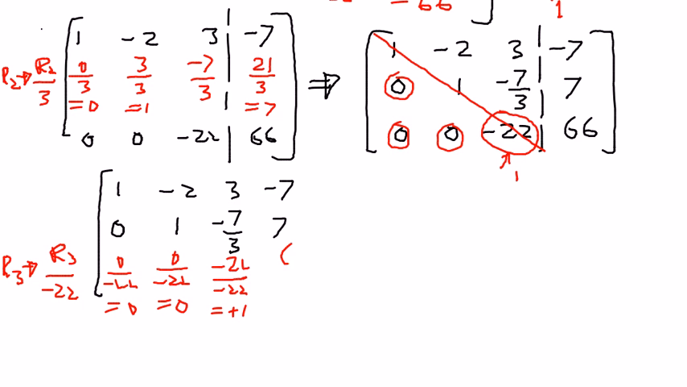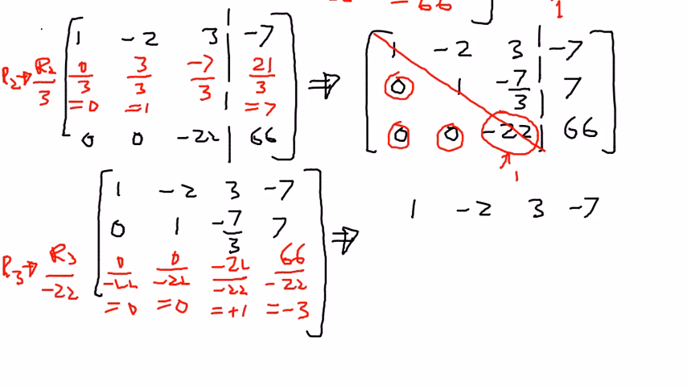And then 66 divided by 22, that is going to be equal to negative 3. So if I were to write this one out in a clean manner: 1 negative 2 3 negative 7, 0 1 negative 7 over 3, 7, and then 0 0 1 negative 3.